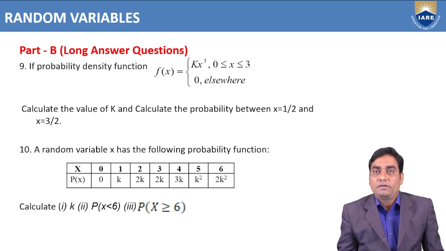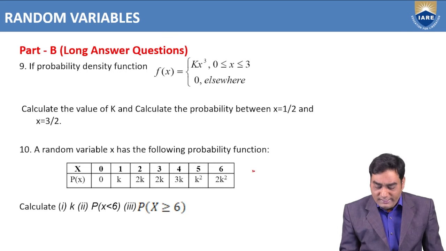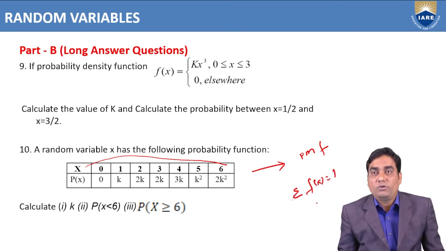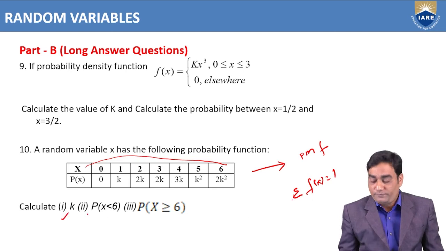9th is also the same. Now coming to the 10th, it is not a probability density function. It is a probability mass function. How do you know, sir? X is defined from 0 to 6. It is finite. That's why, to find out K, we know that sigma f of x equals 1.